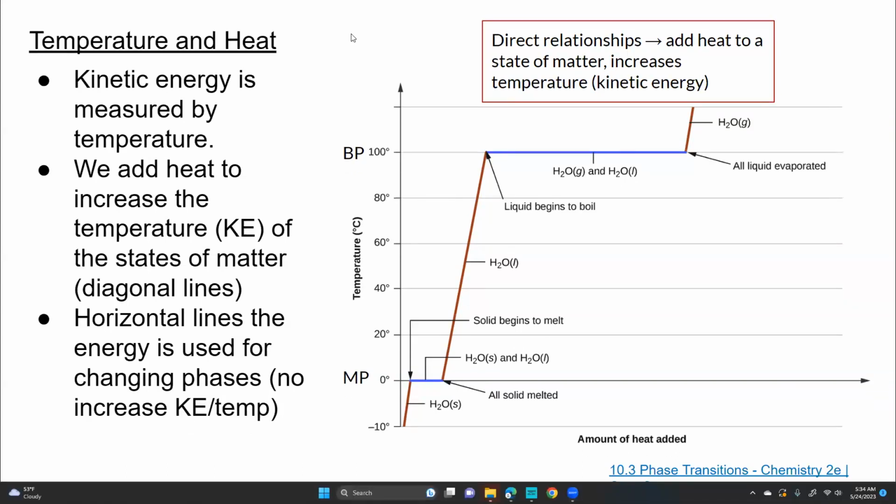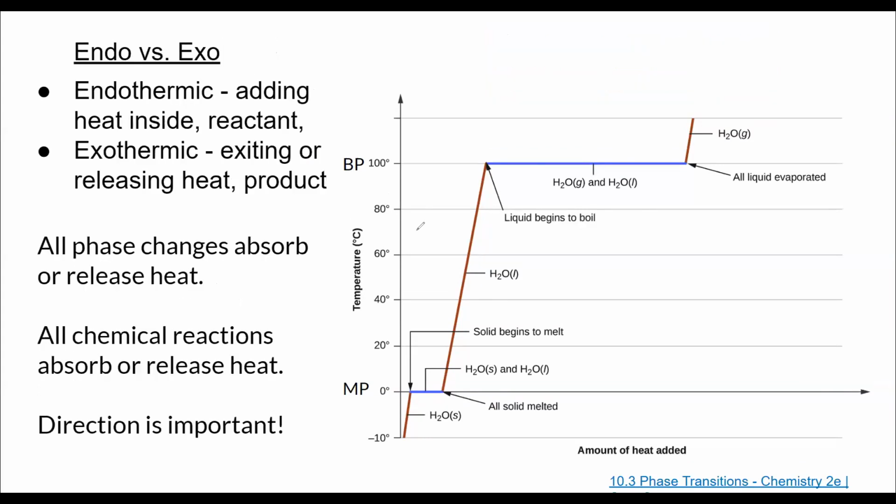Okay, so we talked about endothermically, pulling that heat inside to change the phase, not the temperature. Endothermic is a positive change of heat, and exothermic is a negative. So when we have exothermic, we would be going the other direction on the graph. If we have a gas, we have to lose heat, or the heat has to exit the gas to become a liquid, because that liquid does not have as much kinetic energy.